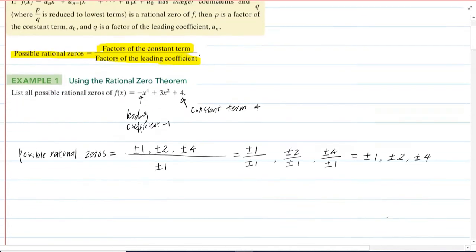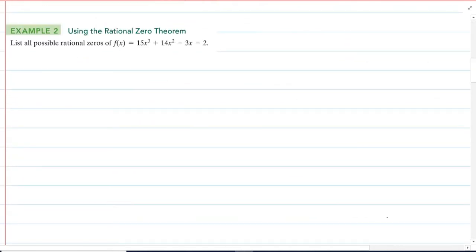Okay, let's try another one. Example 2. Again, we're going to start with finding the leading coefficient. Okay, that's 15. I'm not going to write the whole thing. And then we also have the constant term. And then we're going to list all the possible rational zeros. We're going to write it as equal to the factors of the constant, the -2.